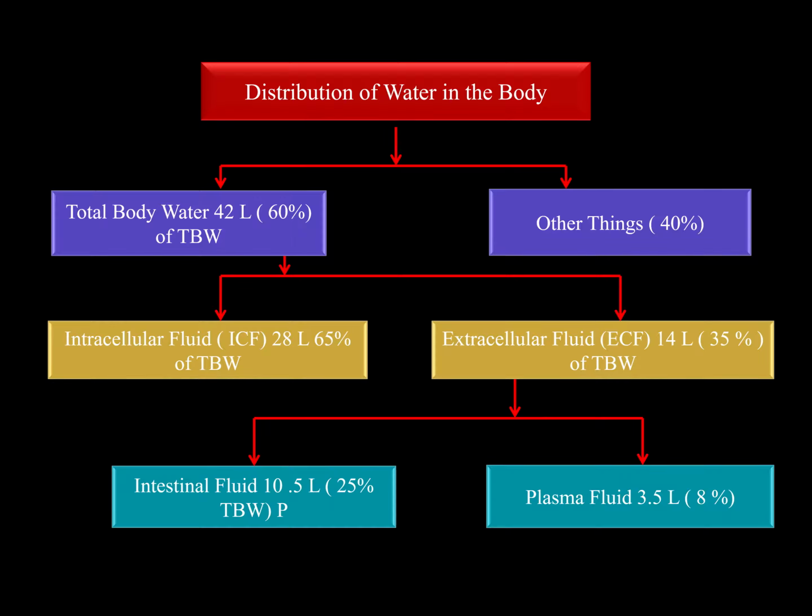The second is extracellular fluid or ECF, which is the water outside the cell, such as blood plasma and tissue fluid. This is around 14 liters, which is about 35% of total body water. So, most of the body water is inside the cells.